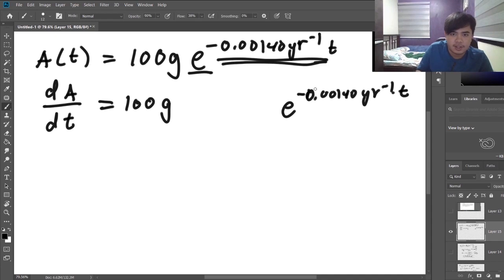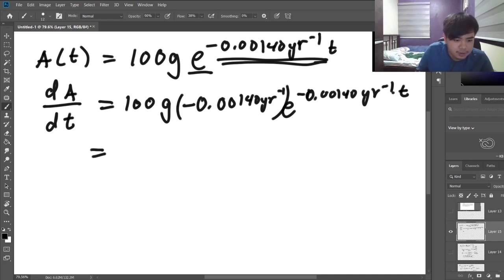This is the outside. So the inside, the derivative of that is, well, t, and then this is the constant, or coefficient, sorry. So this is going to be multiplied by negative 0.00140 inverse years. And there we go.